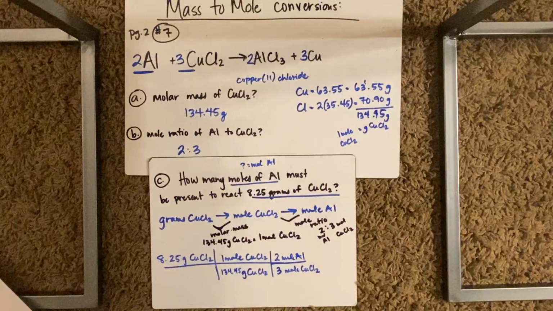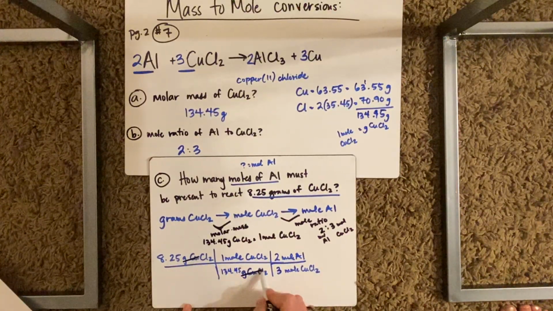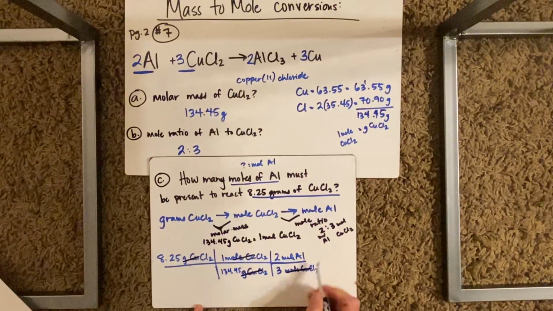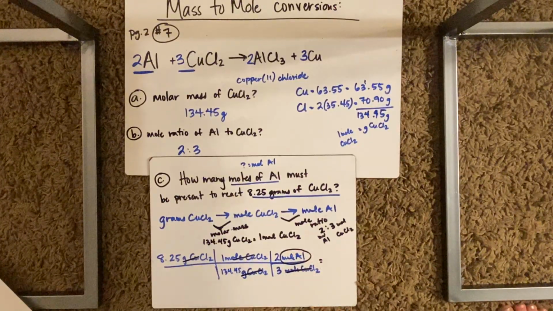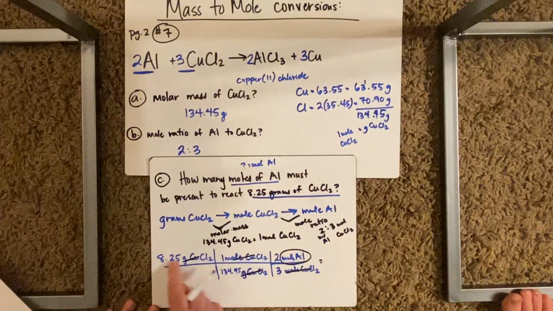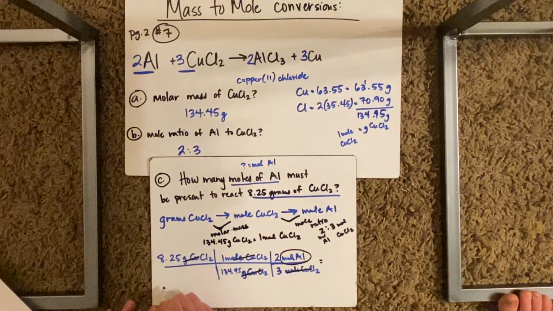Okay, now our units and our substances should cancel. So grams of copper 2 chloride, moles of copper 2 chloride, and now we're left with moles of aluminum, which is what we want. So now it's just time to do the math. When we do the math on here, there are a couple different ways to do it. I personally like to multiply across the top and then divide by the bottom.